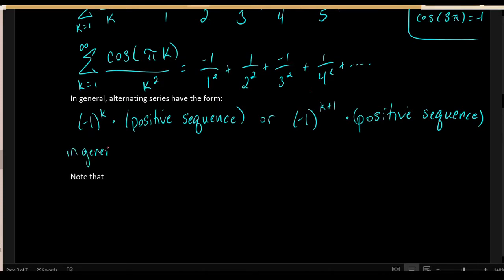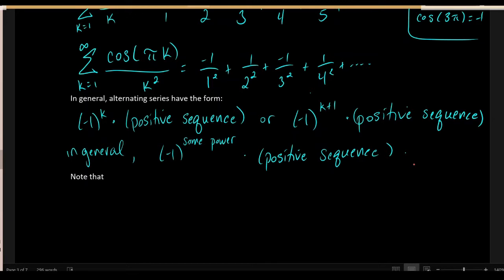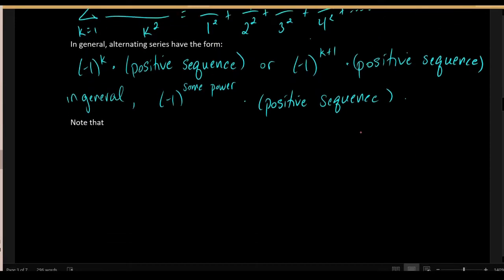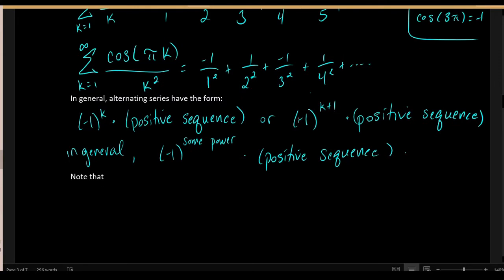In general, minus 1 to some power times a positive sequence. This is the format for an alternating series. The alternation in sign comes from minus 1 to some power. As k flip-flops between even and odd, minus 1 to some power will flip-flop between positive and negative. The only thing to really be careful of is that sometimes minus 1 to the power k is in disguise.